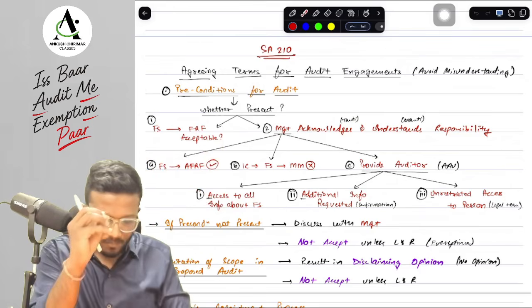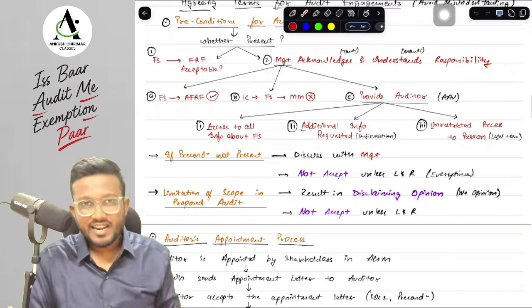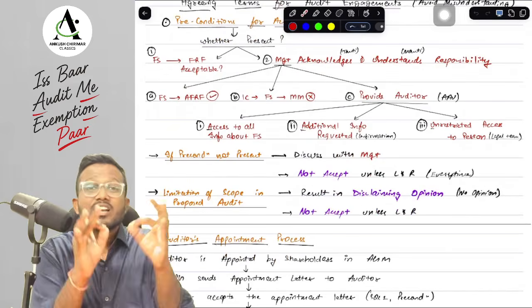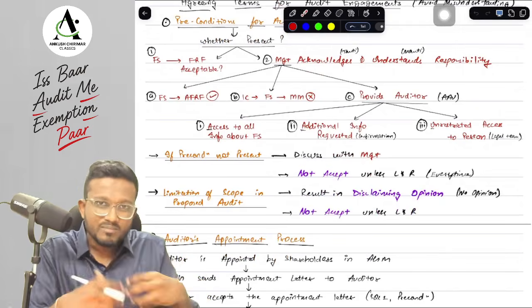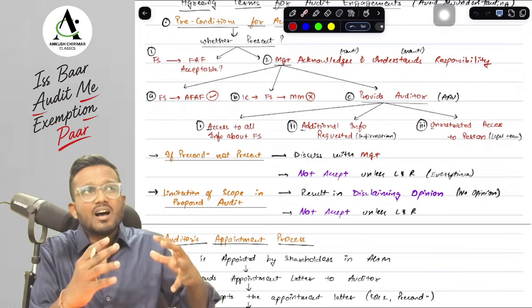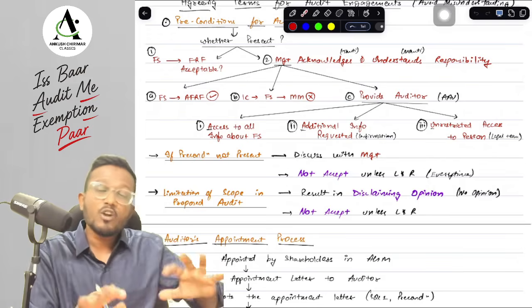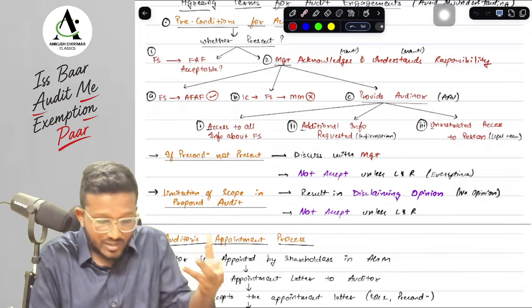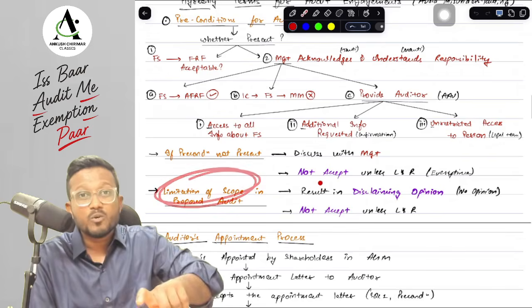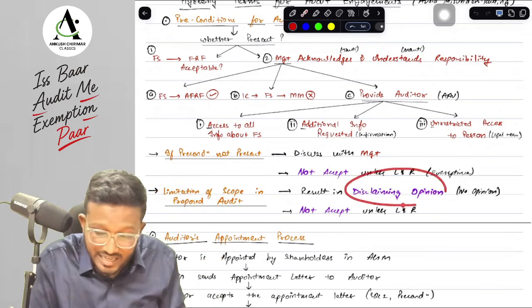Okay, yes sir. Next, suppose in the proposed audit engagement, the client is saying that I will put a limitation on scope in your audit. What is limitation on scope? I will not let you work. He is saying that I will not allow you to check any of the assets. So in the proposed audit engagement, the limitation of scope that the client has proposed will result in disclaiming our opinion.